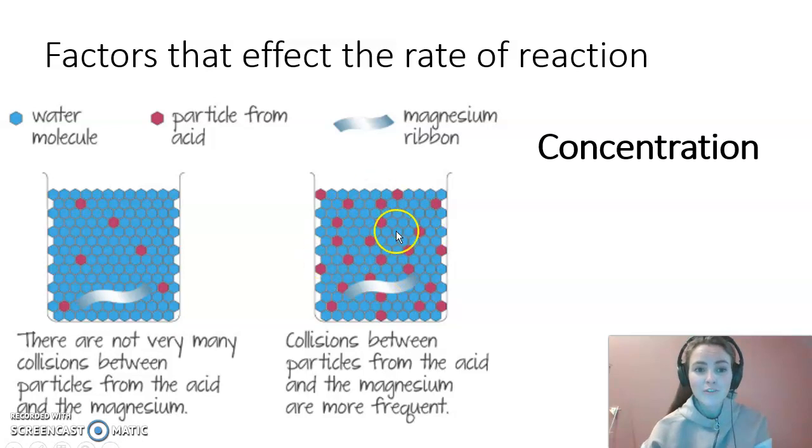We're adding more of the acid particles. And we can see that now the probability of the acid particles to actually get in contact with the magnesium is quite higher. So if you increase the concentration, you will increase the rate of the reaction. The reaction will happen faster because it's more probable for the acid particles and the magnesium to get in contact.